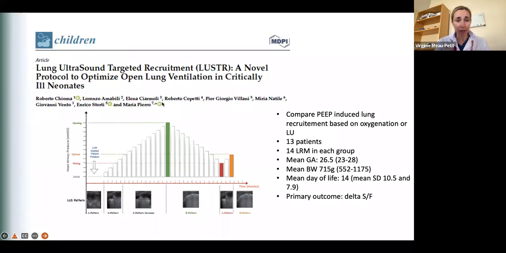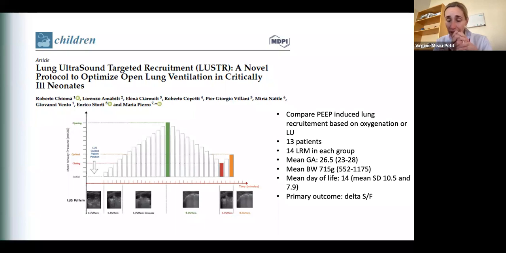The same team, led again by Dr. Piero, went a bit further, and they compared PEEP-induced lung recruitment based on oxygenation and lung ultrasound. So they had 2 groups, 13 patients, and some patients had both, recruitment based on oxygenation and on lung ultrasound, so the same patient could have lung recruitment based sometimes on lung ultrasound, sometimes on oxygenation. There were 28 lung recruitment maneuvers in total among 13 patients, 14 done with lung ultrasound and 14 done based on oxygenation.